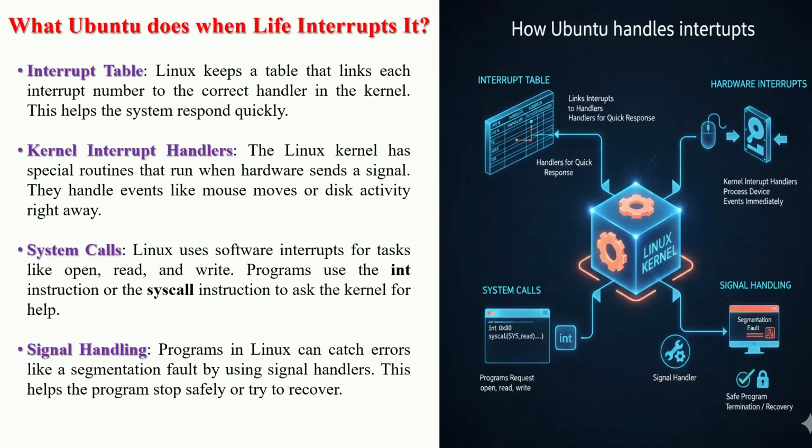Opening a file, reading data, writing output. Programs use instructions like the INT instruction or syscall instruction for 32-bit and 64-bit respectively to ask the kernel for help. Linux also uses signals. If a program causes a segmentation fault, a signal is sent. The program can catch it, clean up, and exit safely instead of crashing everything.